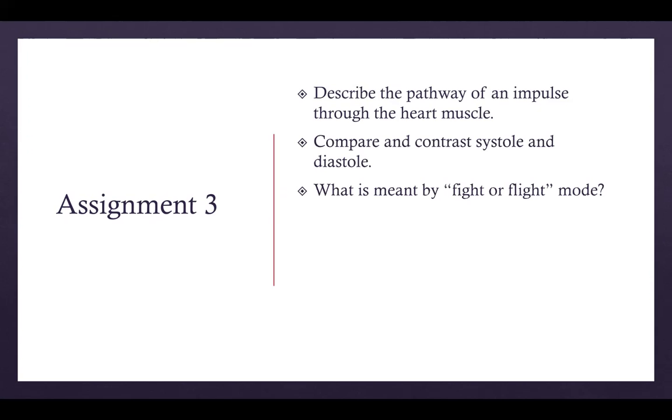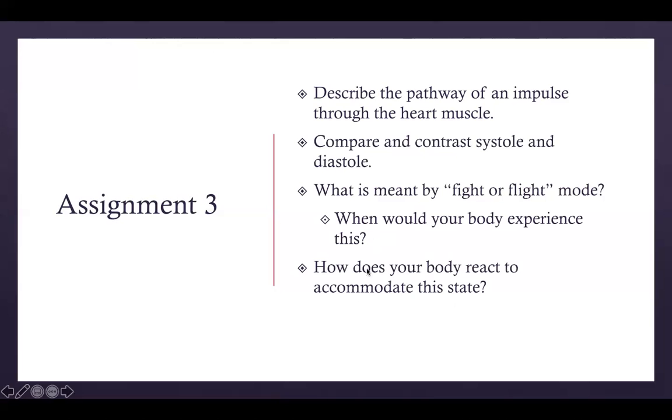What is meant by fight or flight mode? So what is the state? What causes it? What part of the autonomic nervous system? It is the sympathetic nervous system. And when would your body experience this? Just provide an example: I'm running from a bear, I think I'm going to miss a flight, I've got an exam and I'm really nervous. I get a little nervous around tests too. And then how does your body react to accommodate the state? Your heart's going to be working a little bit quicker just to accommodate that extra need.